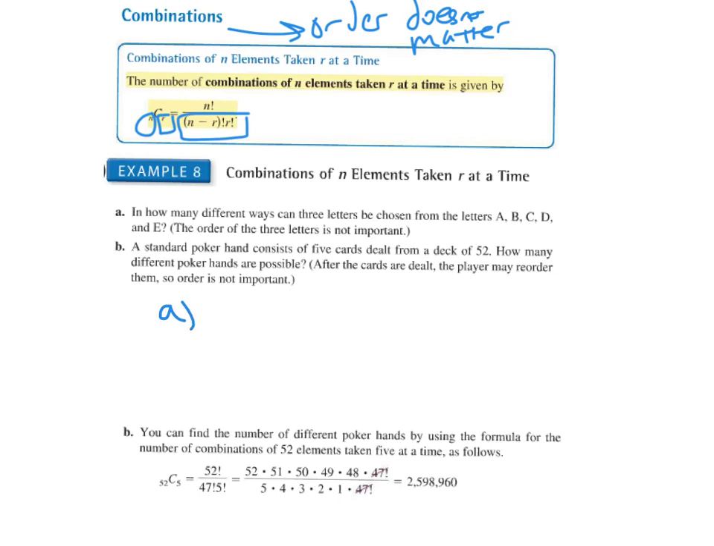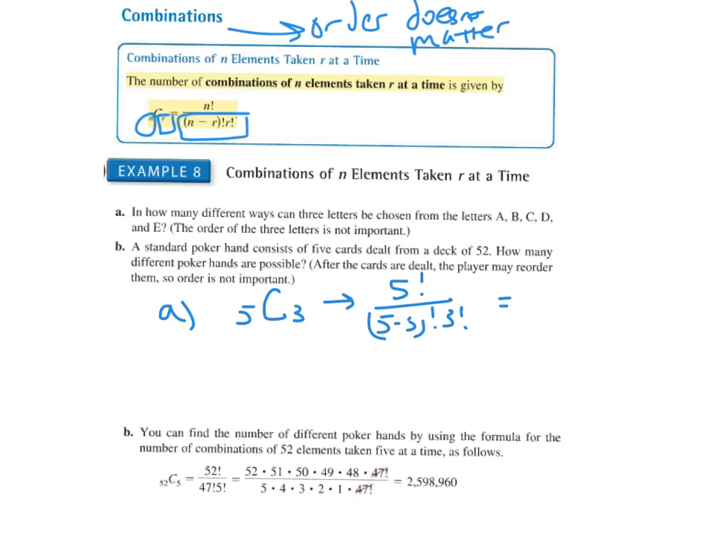The order of the letters is not important, so this would be a combination because we don't care about the order. So think about how many letters we have. That's 5. We're choosing 3 of them. If we're plugging it into our formula, it would be 5 factorial over 5 minus 3 factorial times 3 factorial. Again, that 3 factorial is still in the denominator.